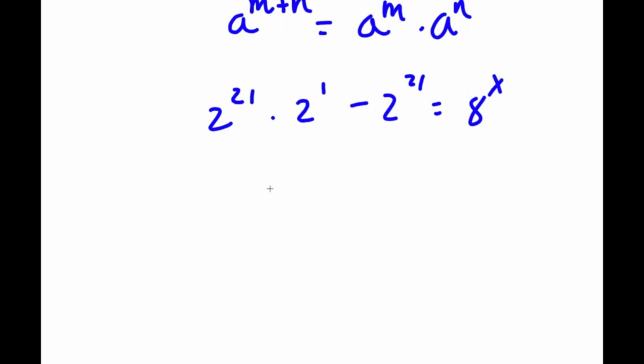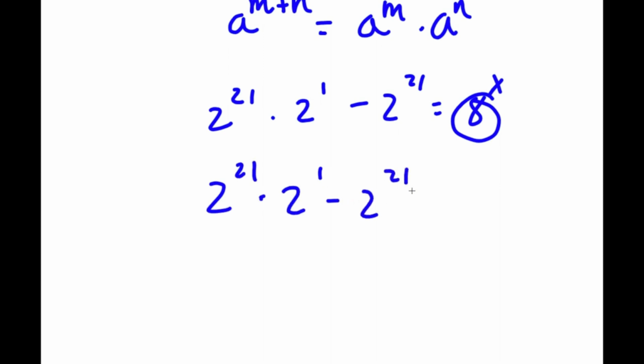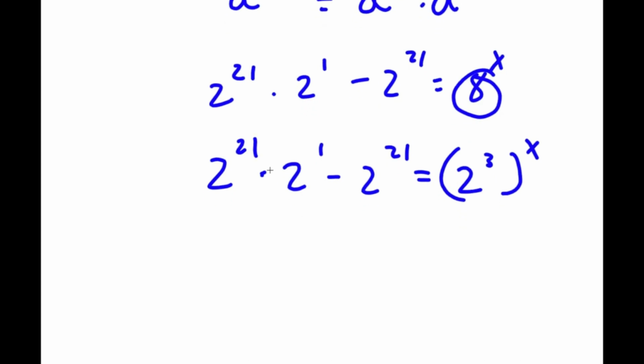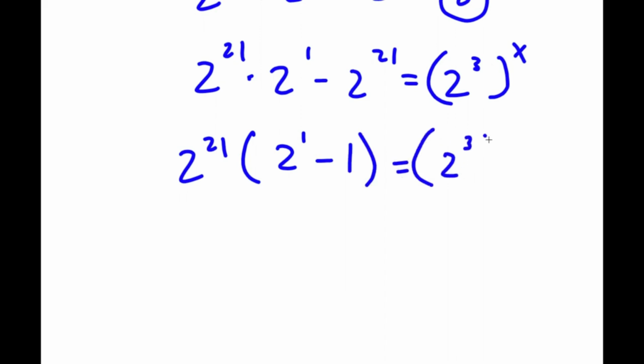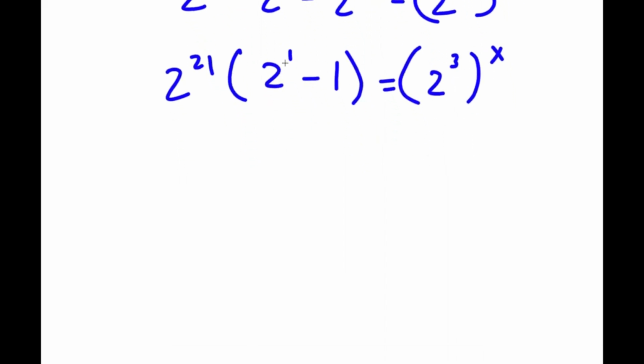And now, from here, 8, that's the same thing as 2 to the power of 3. So now I have 2 to the power of 21 times 2 to the power of 1 minus 2 to the power of 21 is equal to 2 to the power of 3, to the power of x. Now, for my left-hand side, if I factor out 2 to the power of 21, I get 2 to the power of 21 times 2 to the power of 1 minus 1. This is still equal to 2 to the power of 3, to the power of x. Now 2 to the power of 1, that's equal to 2, and 2 minus 1 is 1. So I'm left with 2 to the power of 21 times 1 is equal to 2 to the power of 3, to the power of x.